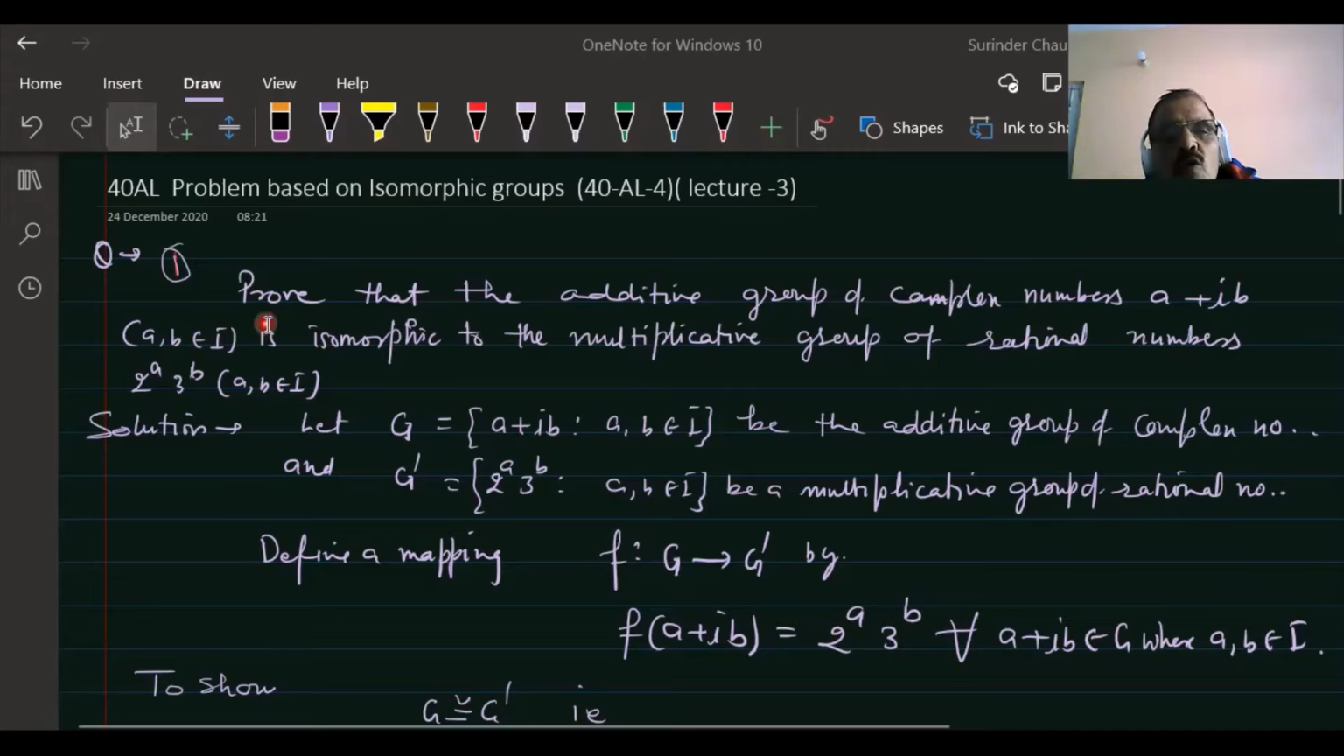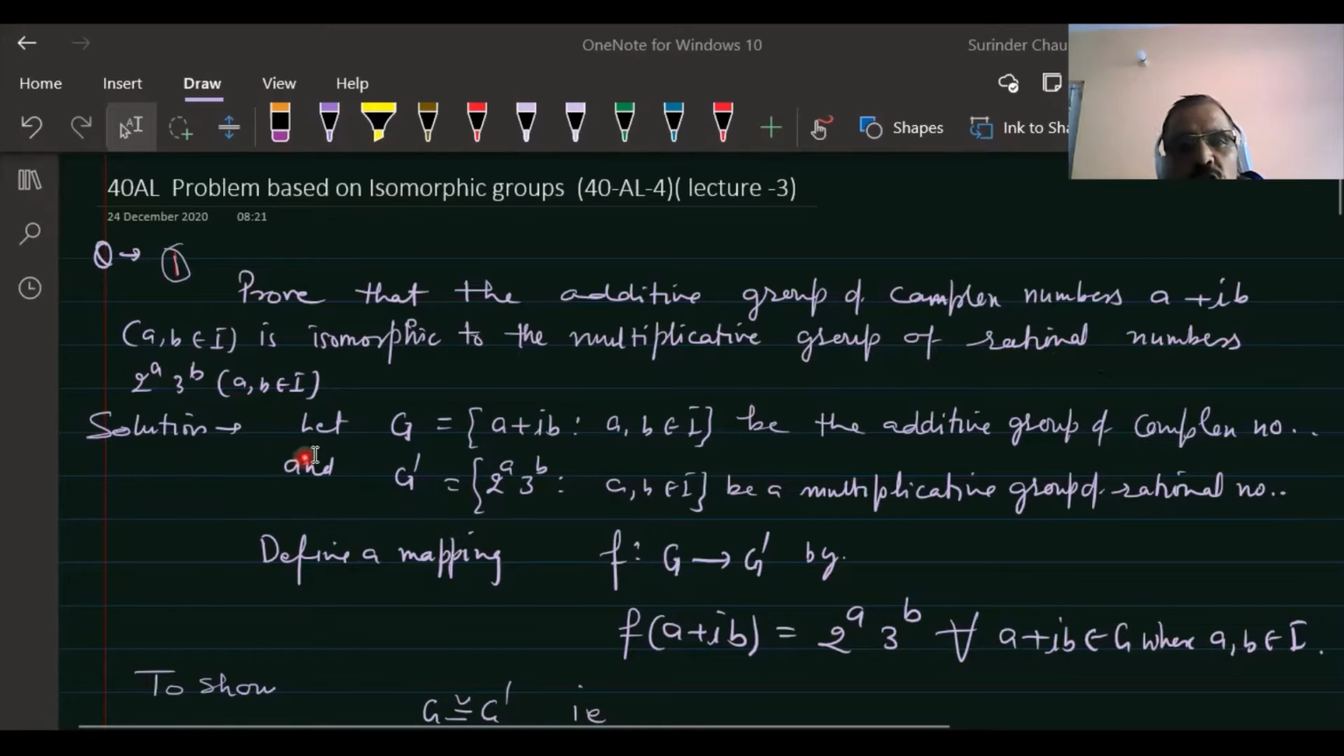Then let's solve the problem based on homomorphic groups. Prove that the additive group of complex numbers a plus iota b, where a and b are integers, is isomorphic to the multiplicative group of rational numbers 2 to the power a into 3 to the power b, where a and b are integers.